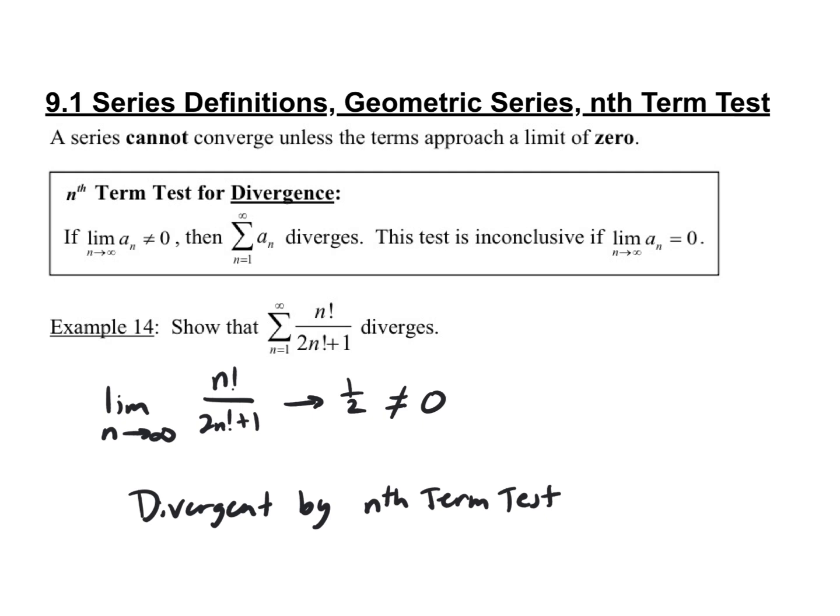Okay, those are your first 2 tests that you're going to have to know. And again, this one is the easiest one and the best one to test for divergence. All you got to do is, hey, does the limit not equal 0? Great, we're cool, moving on.